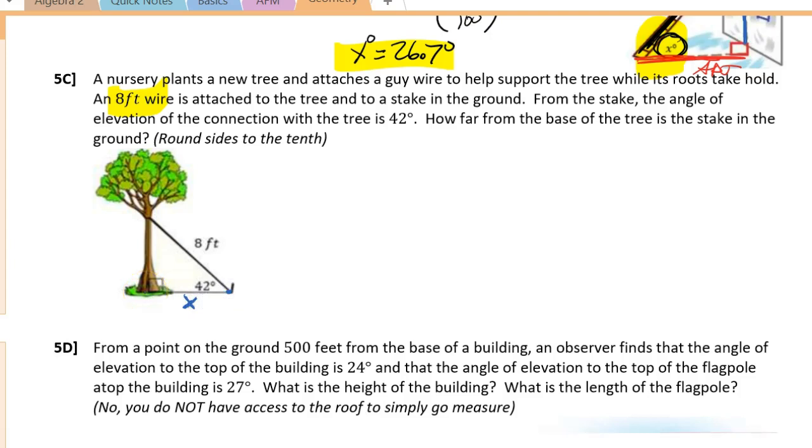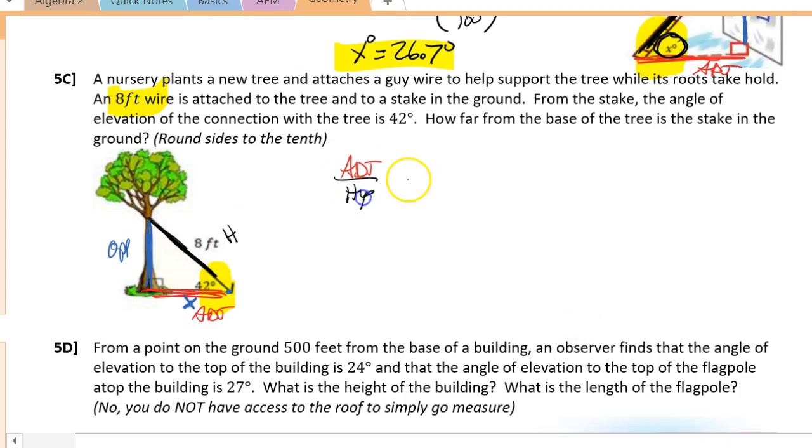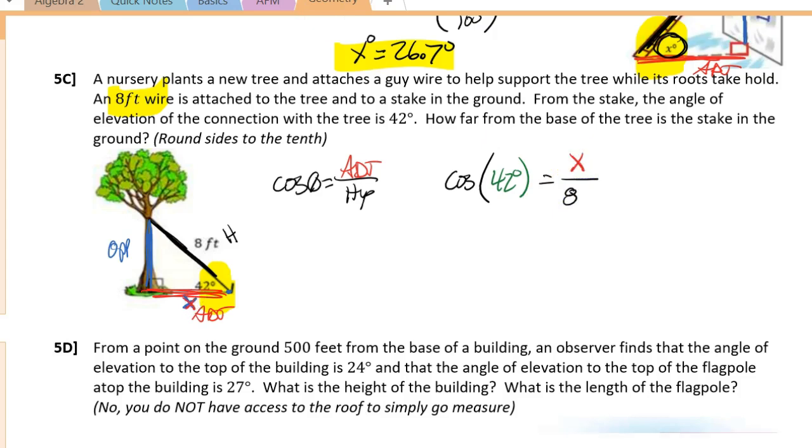So let's go ahead and once again, here's our angle measure of 42 degrees. Let's go ahead and label our side lengths. Hypotenuse, adjacent, and opposite is the height of the tree. In this particular case, I'm given the adjacent and the hypotenuse, trig function being cosine of theta. So substituting in our known information, the cosine of 42 degrees is going to be equal to x over 8. Once again, I put this over 1, cross multiply to figure out my value.